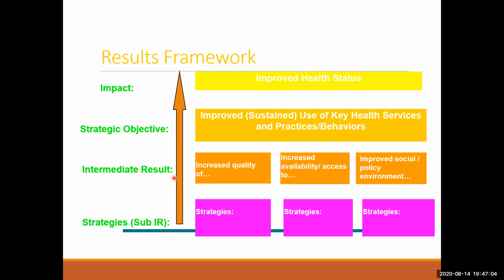When I say goal, goal is something strategic that will happen if we combine some objectives. Goal is about outcome. And immediate result or objective is about output. Keep that in your mind, and we will explain output and outcome and everything. Okay, so this approach is strategies, intermediate result, strategic objective, which is the goal, and impact.